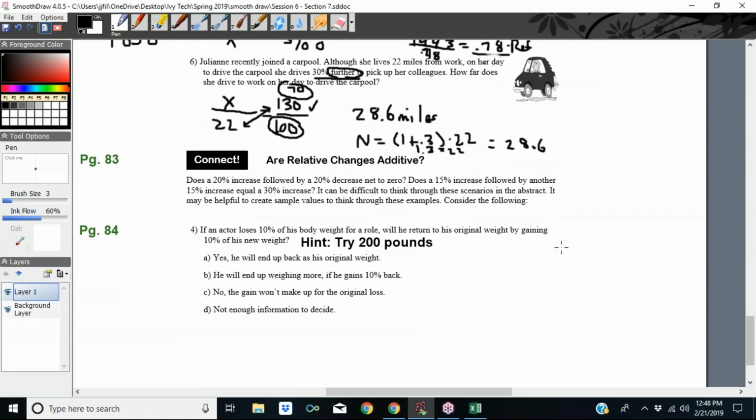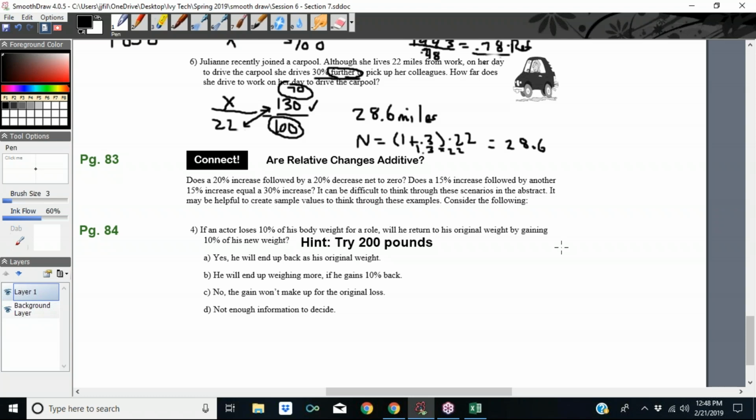So let's look at this last piece here. On page 83, it gives a little description. It says, does a 20% increase followed by a 20% decrease net to zero? Does a 15% increase followed by another 15% increase equal a 30% increase? It can be difficult to think through these scenarios in the abstract. It may be helpful to create sample values to think through these examples. And it says, consider the following.